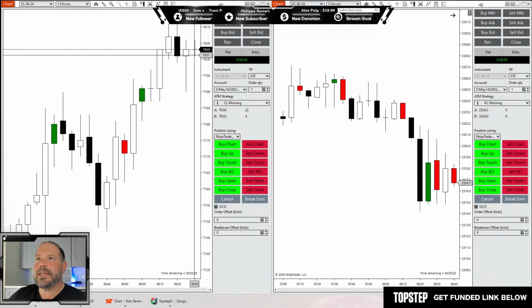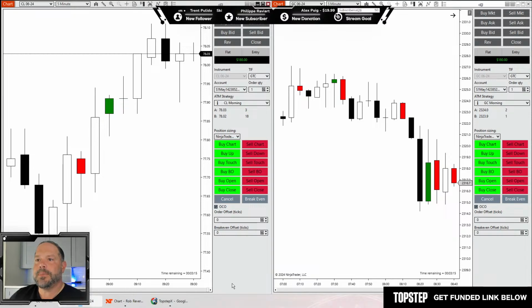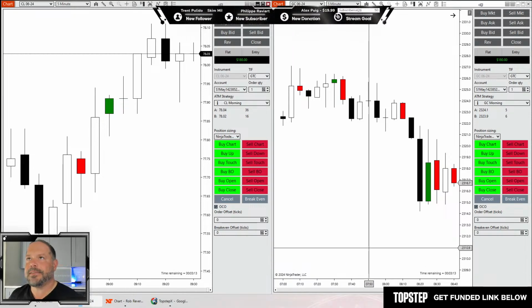All right, so we've got an inside bar currently in oil session 2. But again, we've got 3 minutes left on this inside bar timer. So we will see here what happens with price action.